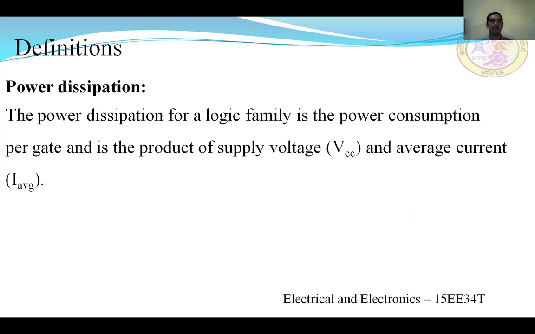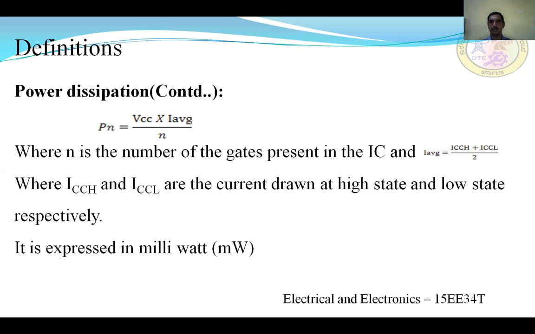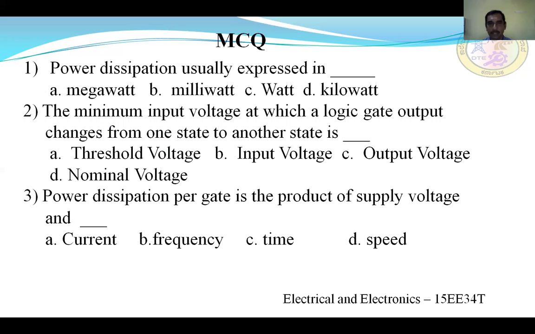The next one is the power dissipation. The power dissipation is nothing but the power consumption per gate, and it is the product of supply voltage and average current. I already explained why average current has to be taken. Since there are two states, we average the current, and it is expressed in milliwatts. So this is about the three definitions and IC logic families for unit number 1.